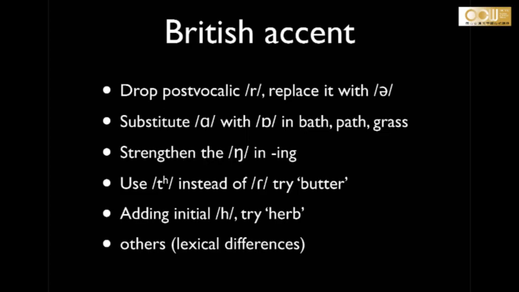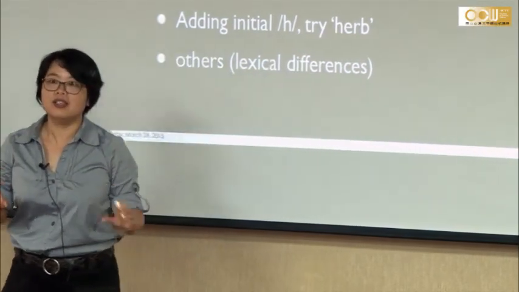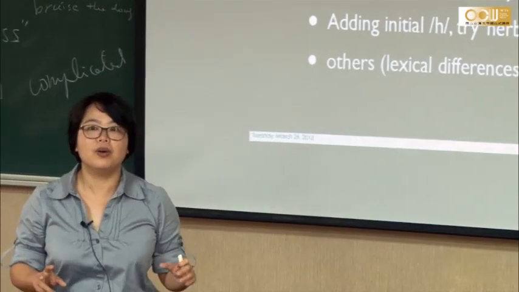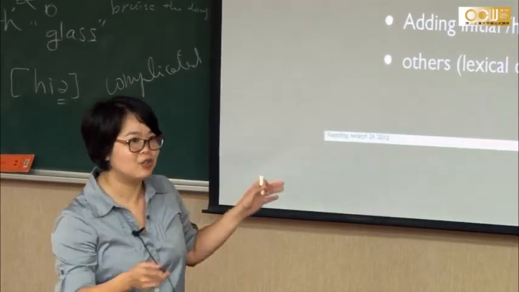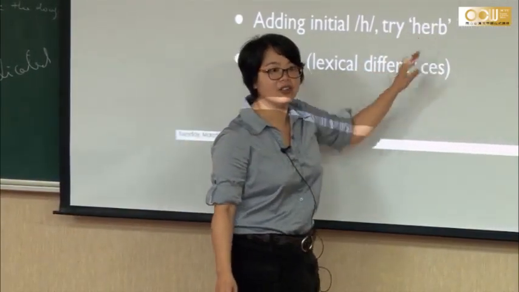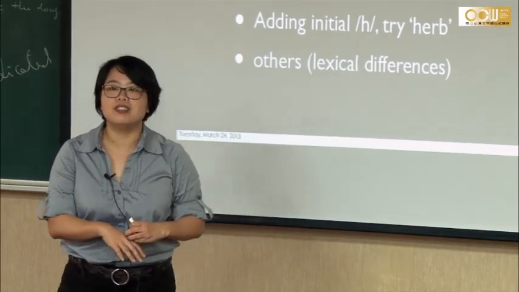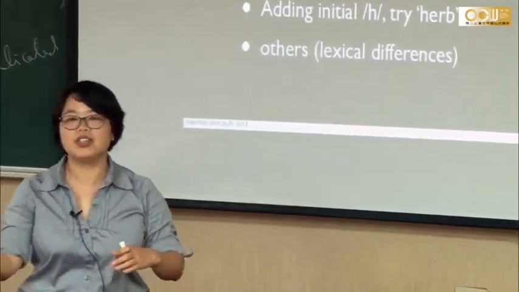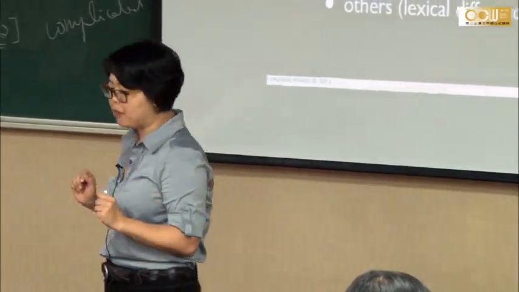And then how do you pronounce this? With H, or without? Without. But in British English, this initial H needs to be pronounced. So it's "herb." Oh yeah, drop that R, it's after a vowel. Okay. And then, of course, there are other lexical differences, like "trouser" and "first floor," that kind of lexical differences that you know about British accent.